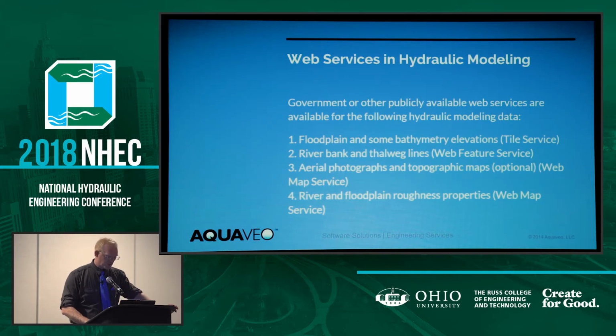Now, for the web services and hydraulic modeling, you're going to use the following data: floodplain and some bathymetry elevations, which is a tile service; riverbank and thalweg lines, which is a web feature service; aerial photographs and topographic maps, again optional, web map service; and then the river and floodplain roughness properties, which is a web map service as well.